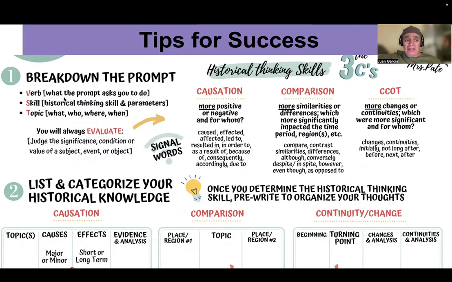Break down the prompt. Look for the verb. What is the prompt asking you to do? Look for the skill. What are the thinking skills that you are asked to do, the parameters, what years is the question asking you to focus on, what topic, what, who, when, and where. And you will always evaluate.